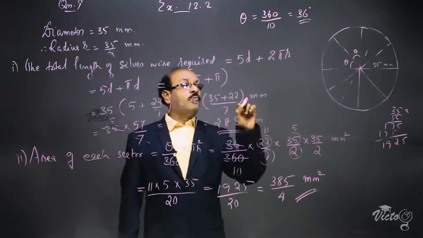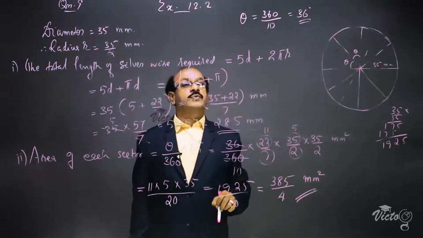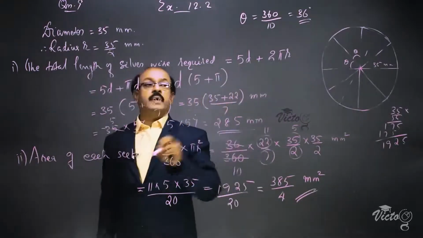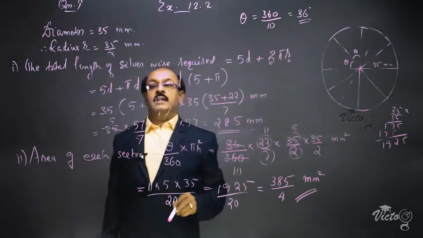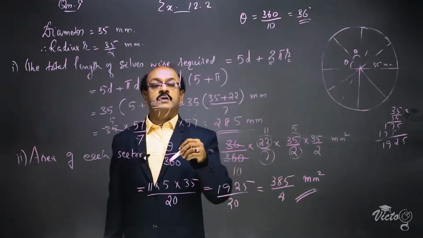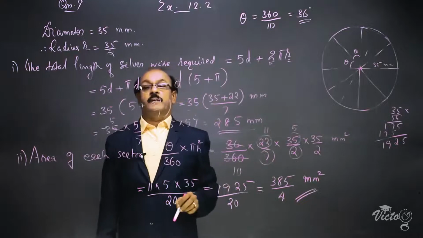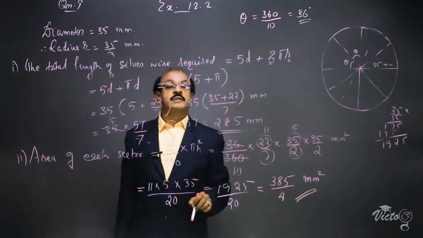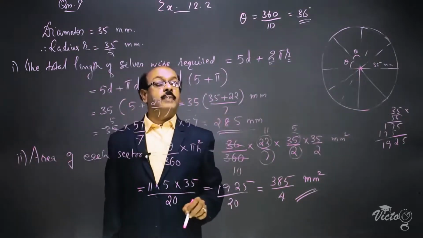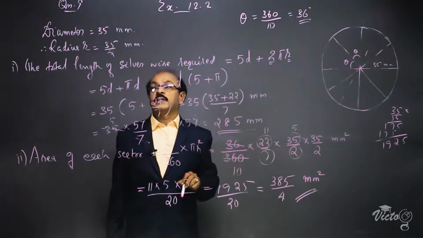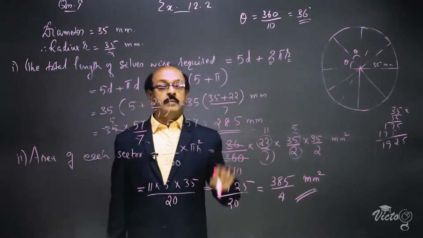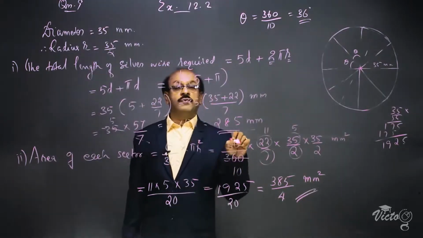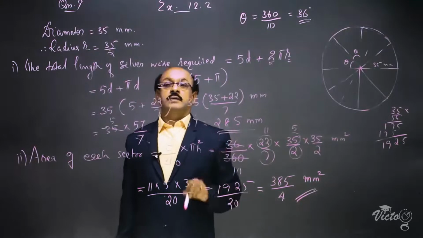And total length of silver wire required is equal to 5 diameters plus circumference of the circle, that is 5d plus 2 pi r. 2 pi r can also be written as pi d, since 2r is equal to diameter d. Taking d as a common factor, it is d into 5 plus pi, giving values 35 into 5 plus 22 by 7. Simplifying, it is 285 millimeter. The answer of the first part, total length of the silver wire required, is 285 millimeter, and the answer of the second part, the area of each sector, is 385 by 4 millimeter square. That is the answer.